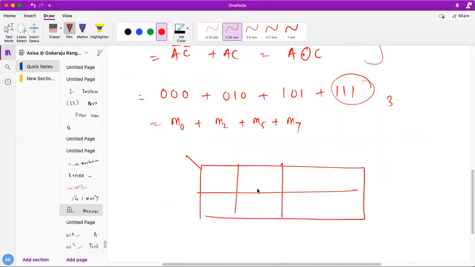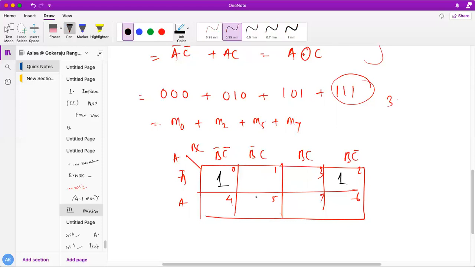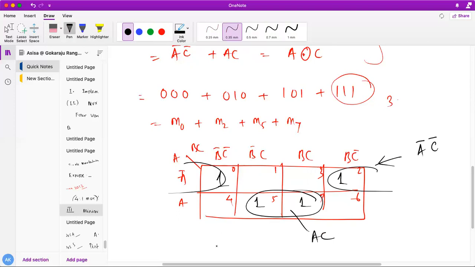As we know, there are 3 variables, A, B, C. B bar C bar, B bar C, B C, B C bar, A bar and A. So you know this is the 0th position, 1 2 3 4 5 6 7. Now you can put all these values over there. M0 is present, put 1. M2 is present, put 1. M5 is present, put 1. M7 is present, put 1. Now you can combine them. This is one group, this is another group. Here what is common? A bar C bar. From here it is A C.